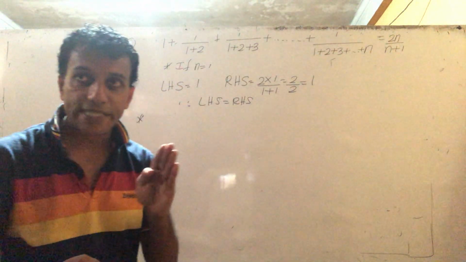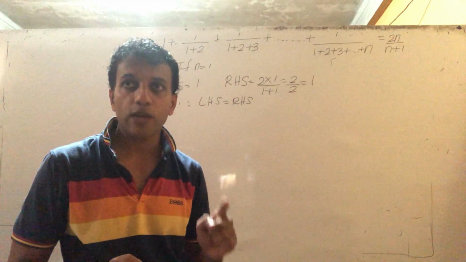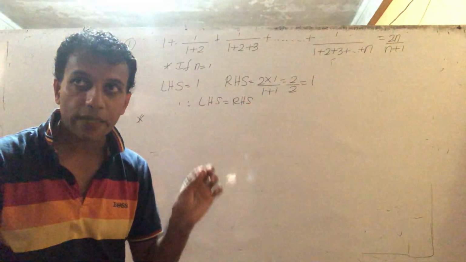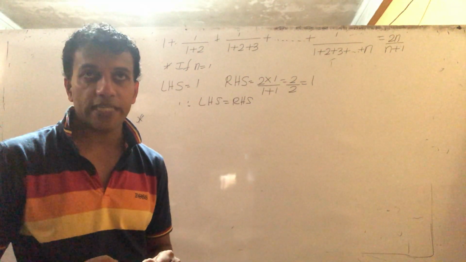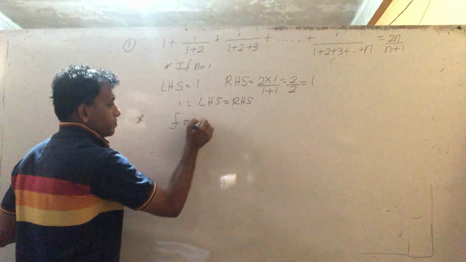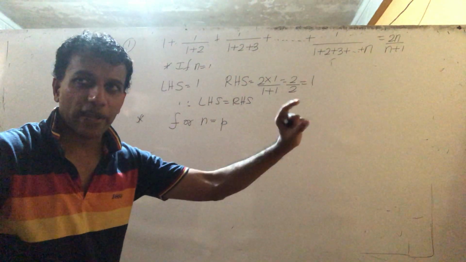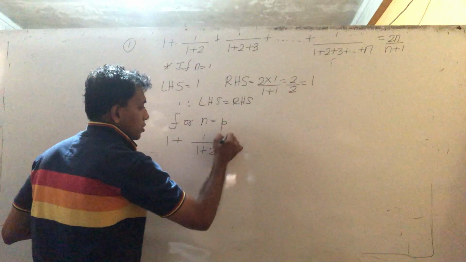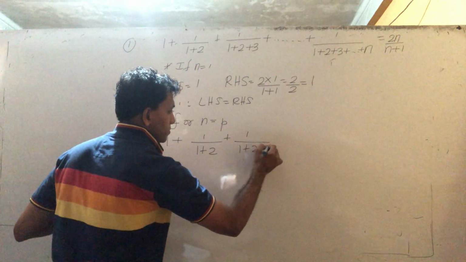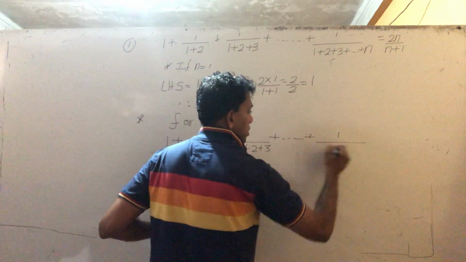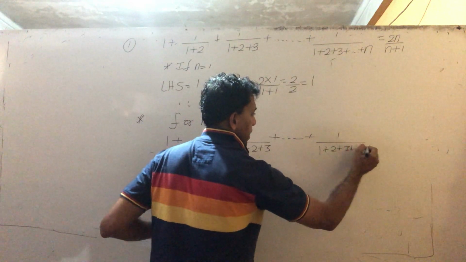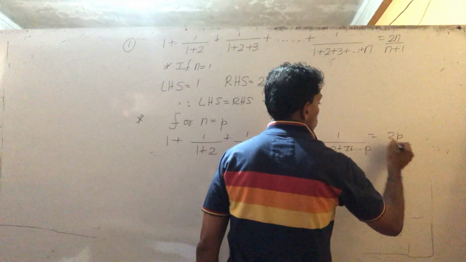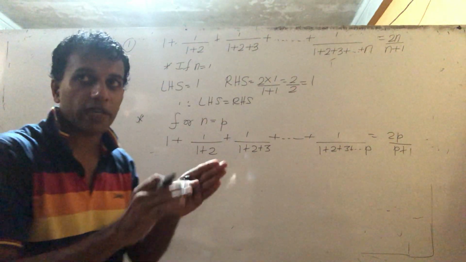What is the next point? Write this. Assume that the given statement is true for n equals small letter p, where p is a positive integer, right? So for n equal p, 1 over 1 plus 1 over 1 plus 2 plus 1 over 1 plus 2 plus 3, and so on, plus 1 over 1 plus 2 plus 3 plus up to p terms, summation, the answer is 2p over p plus 1. Put n for p.